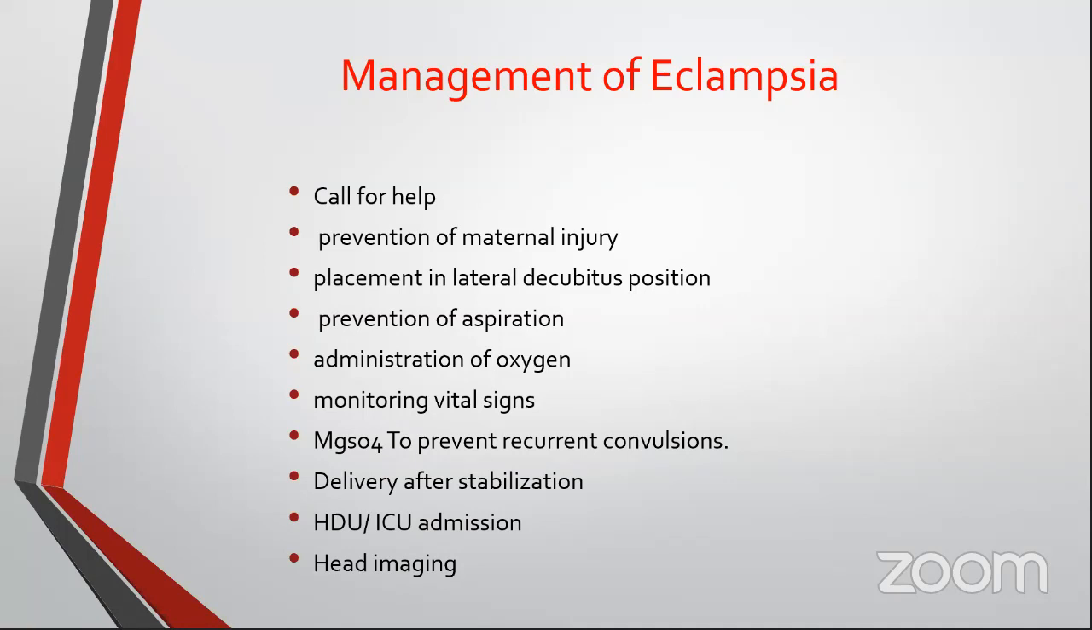Give magnesium to prevent recurrence of convulsion, the initial dose first. If convulsion occurs again, you can give another 2 to 4 grams of magnesium sulfate. Deliver after stabilization. Admit to HDU or ICU for monitoring. The patient may need head imaging later to see if there is any cerebral hemorrhage.